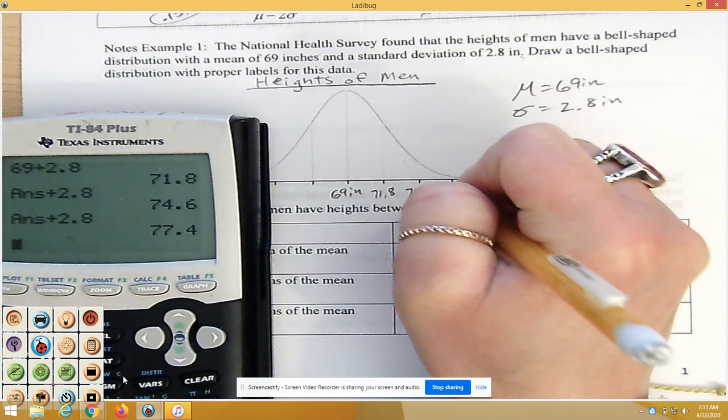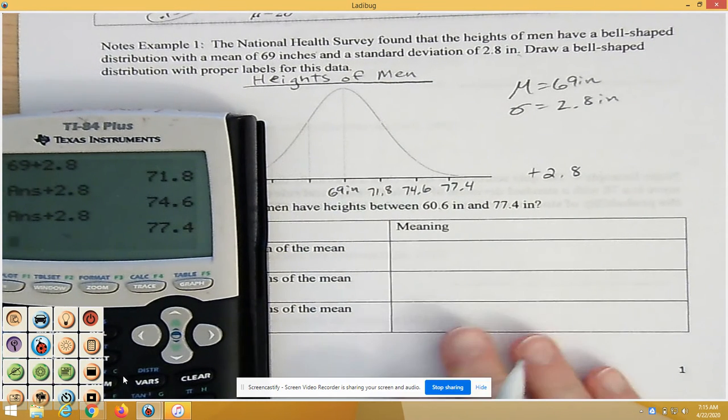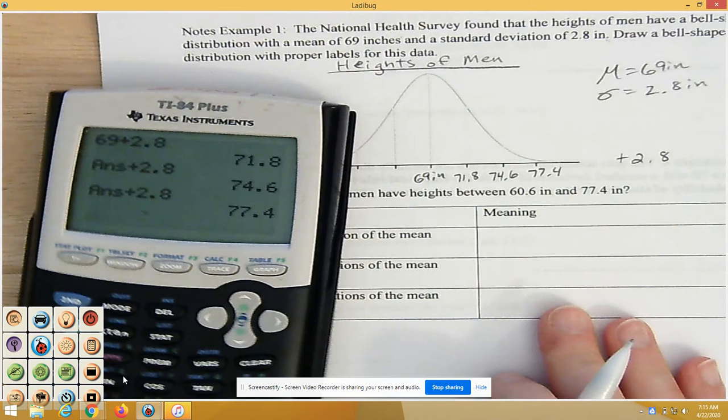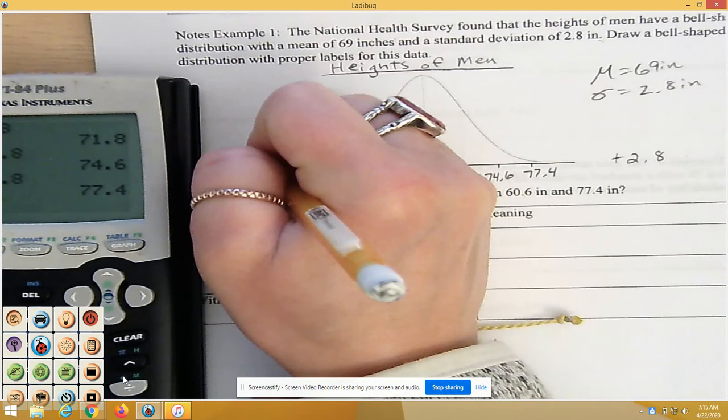Now we're going to do the same thing to the left. So now we are going to subtract 2.8 inches. We have 69 minus 2.8 minus 2.8 minus 2.8. Now I'm going to write in these values: 66.2, 63.4, and then 60.6.